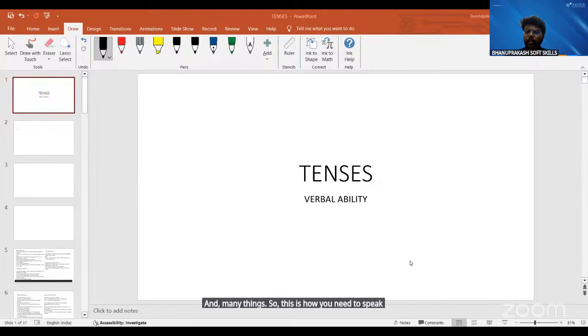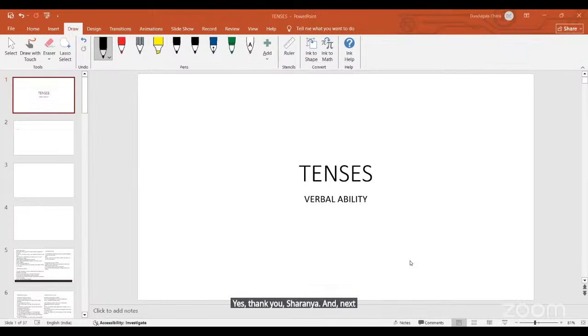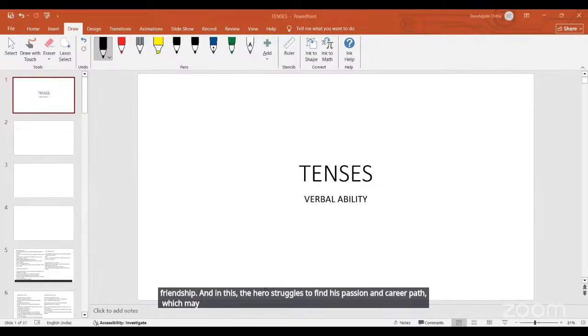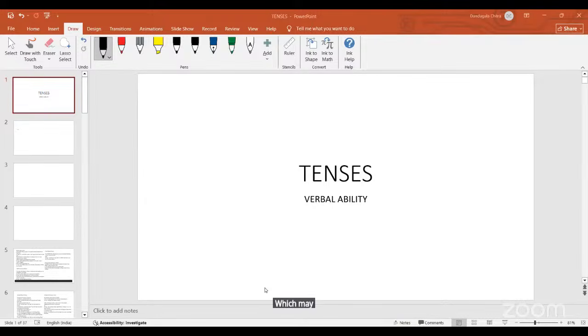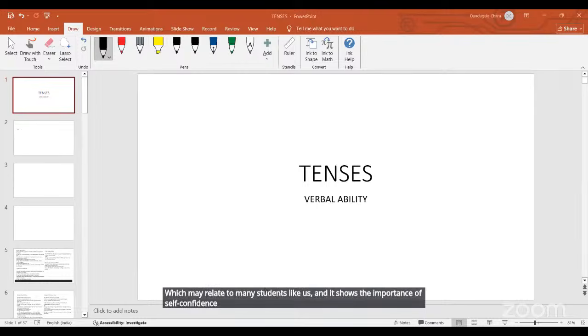Yes, thank you, Sharanya. And next, Nirupama. Good evening, sir. My favorite movie is Dawn. And this movie is all about college life, dreams, friendship. And in this, the hero struggles to find his passion and career path, which may relate to many students like us. And it shows the importance of self confidence and never giving up.